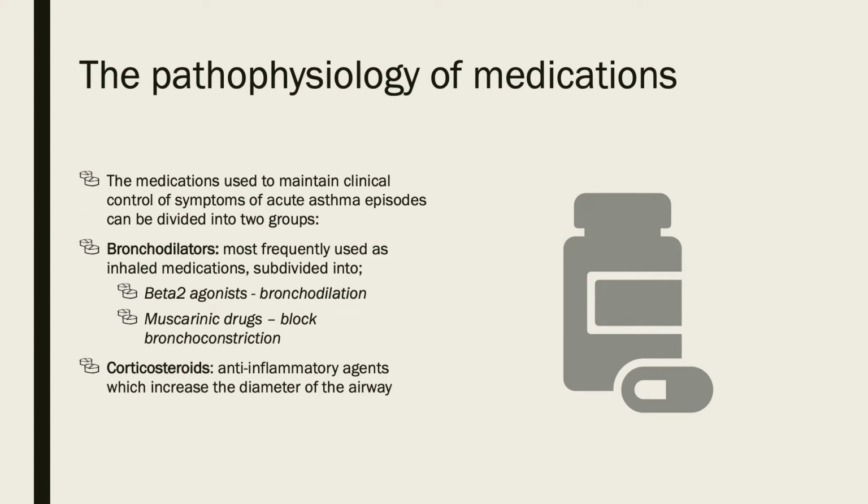The second group of medications used to manage asthma is corticosteroids. This includes medications such as budesonide, and the purpose of this is to inhibit the inflammatory response, thus increasing the diameter of the airway.